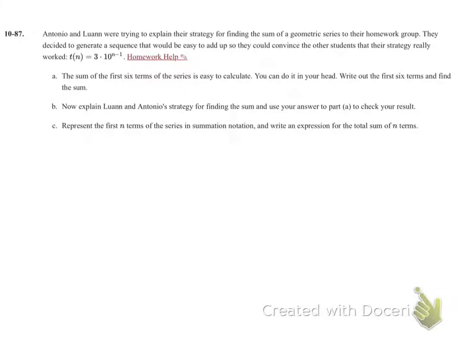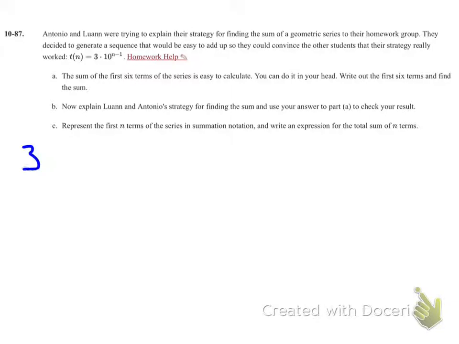Problem 87, we're taking a look at a geometric series. So the first part A, we have 3 is our first term, 10 is our multiplier. We can tell it's in first term form because it has the n minus 1. So it wants us in problem A to write the first 6 terms.